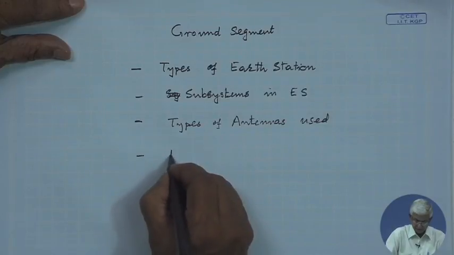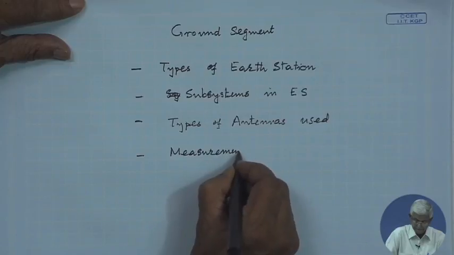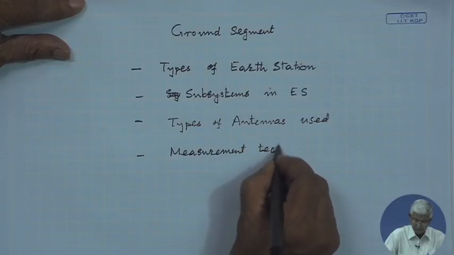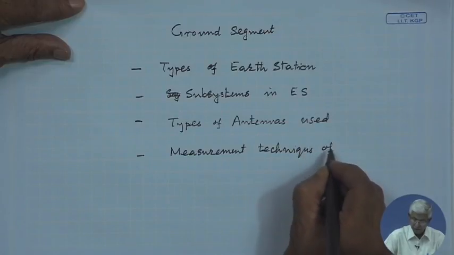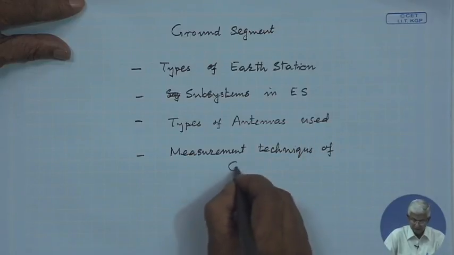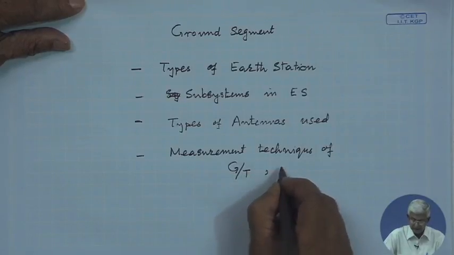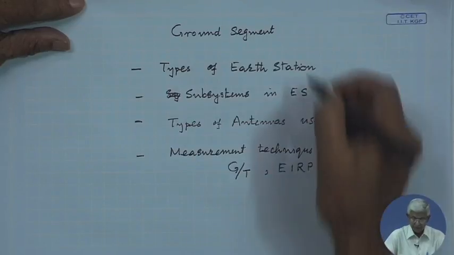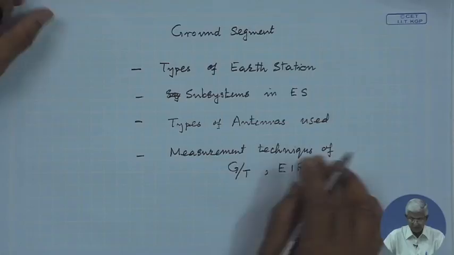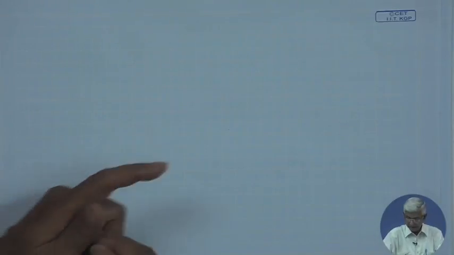And of course, there is the measurement technique of two important parameters of the earth station we know already, which is the receive characteristics, that is G by T, and the transmit characteristics, which is EIRP. So, these are the major topics. Inside that we will see what else we will understand. I will take another pen.